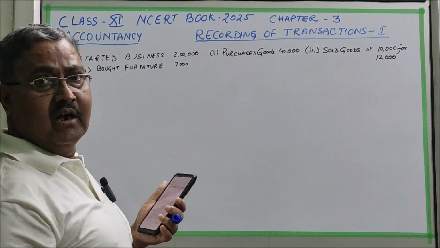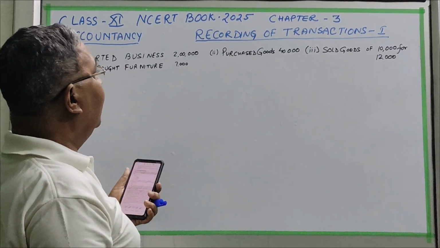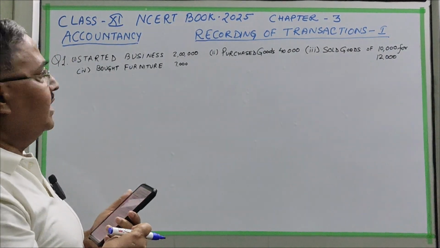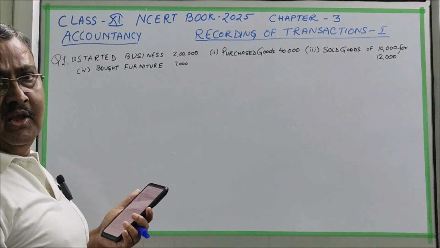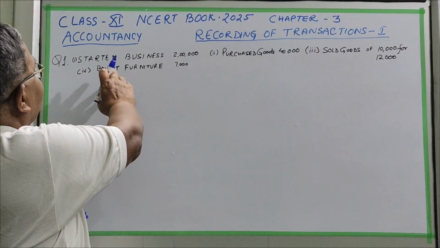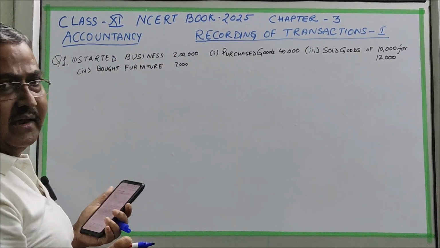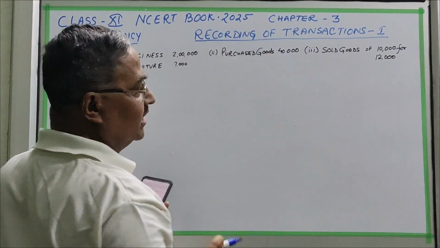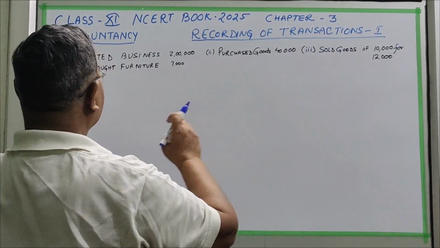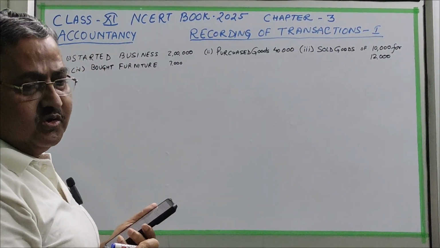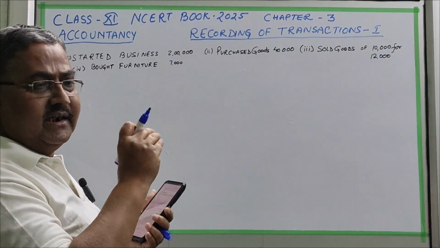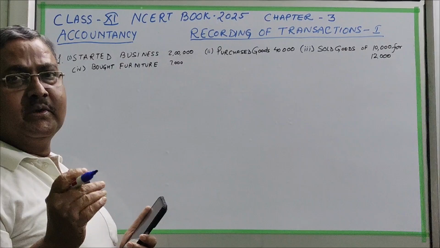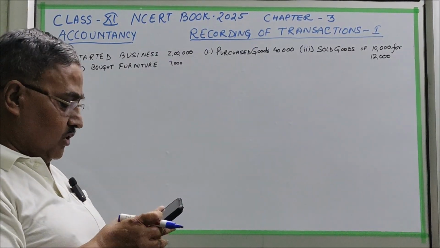So today we will start with recording of transactions. So we will start with question number 1, question number 1 of chapter 3. Here you see he started business with 2 lakhs, but before then he purchased goods worth 40,000, sold some goods and bought a furniture also. Whatever transactions are taking place, these are to be recorded in his books.